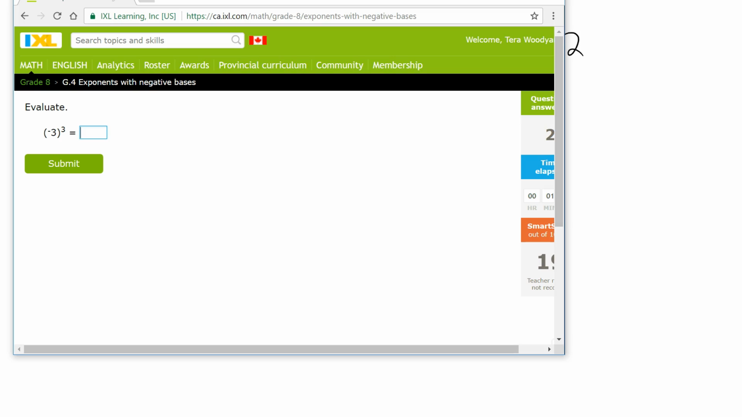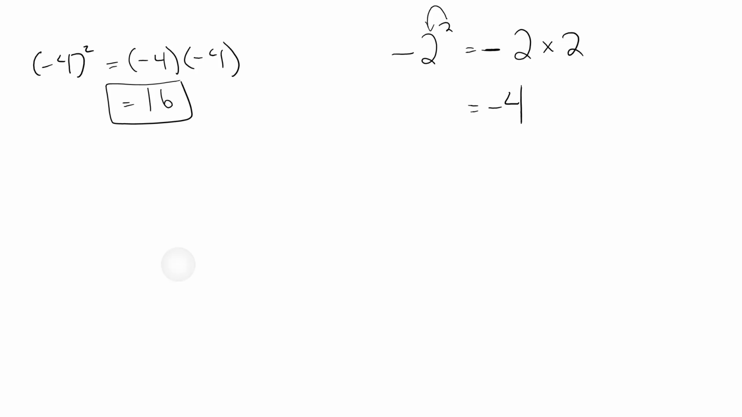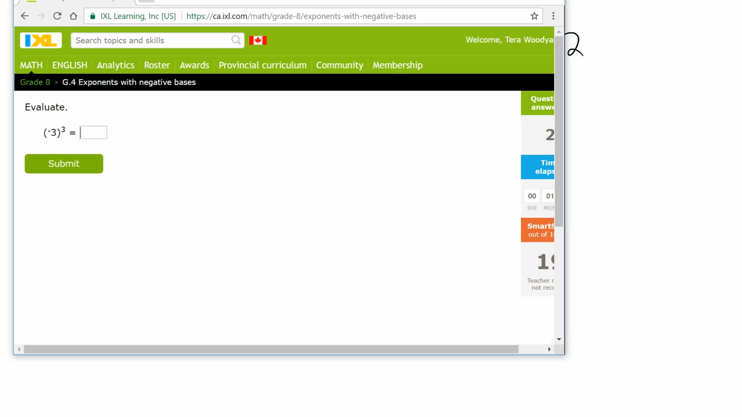What about this one right here? Negative 3 to the power of 3. So the base is the thing that's being repeated, and I need to repeat it 3 times because of the exponent of 3. I know that it's going to be negative because I have 3 negatives. That's an odd number of negatives. And 3 times 3 is 9 times 3 is 27. So my answer is going to be negative 27. Just for the record, I love this one so much. If you can master this one, that means you have a very good, solid understanding of exponents and negatives.